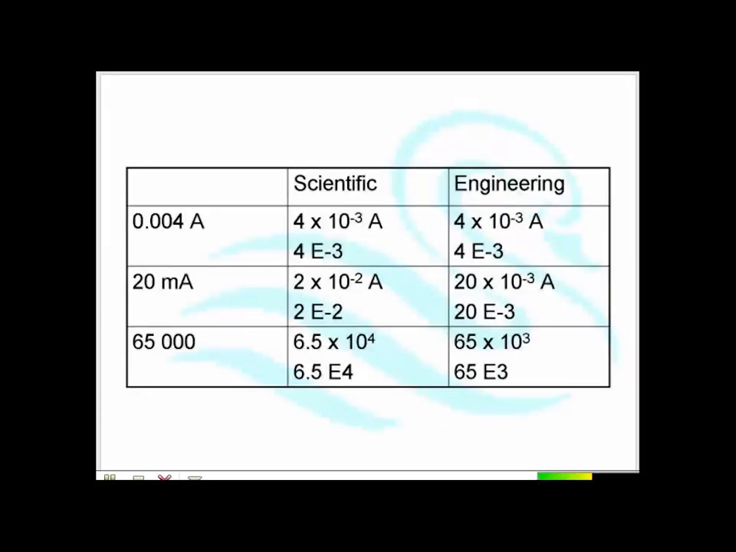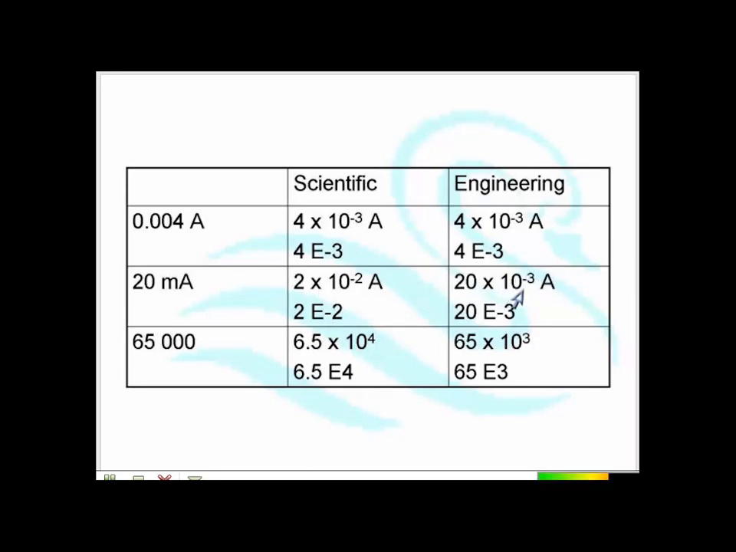So another example of scientific and engineering notation. If I had 0.004 of an amp, in scientific that would be written 4e to the minus 3, or 4 times 10 to the minus 3, depending on your calculator. In engineering, it would be written the same. Now, if I had 20 milliamps, in scientific that would be written 2 times 10 to the minus 2. But in engineering, it's still written 20 times 10 to the minus 3. And the minus 3 tells us we're dealing in millis.